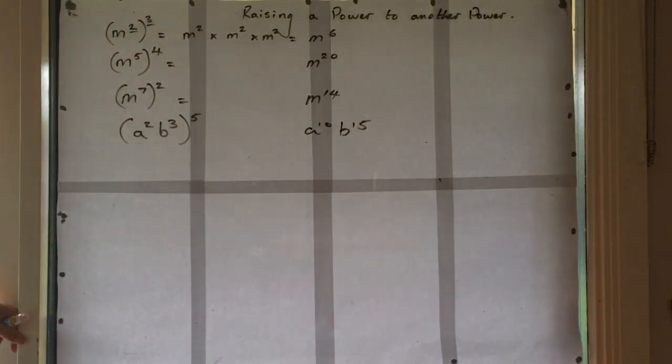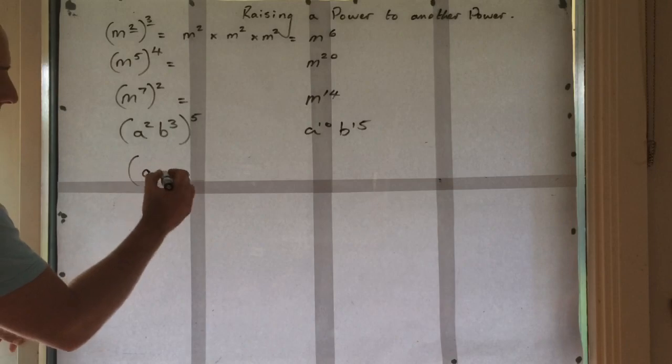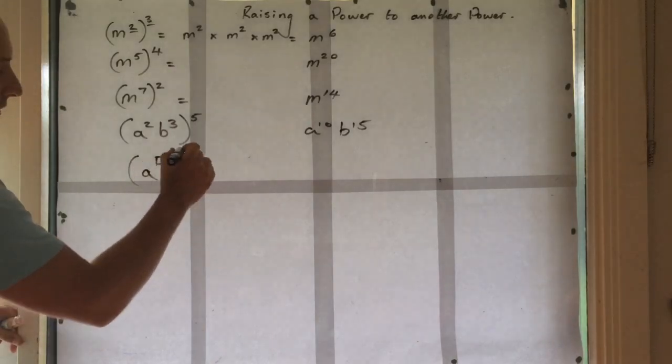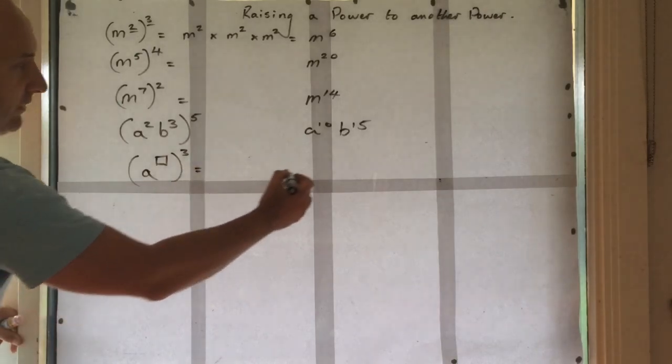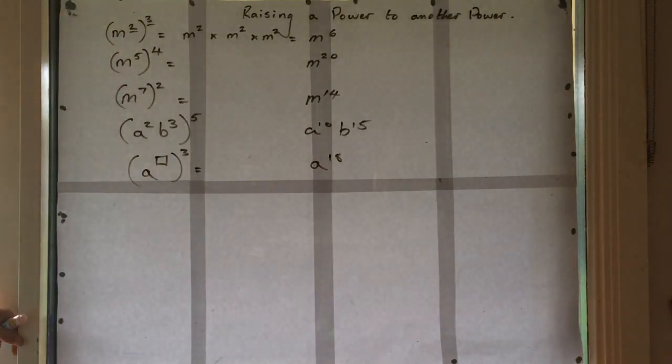We can even put a couple of problems in here. We can say, hey, a to the square to the 3 equals a to the 18. What goes in the square? What multiplied by 3 is 18? 6. So we know it's a to the 6.